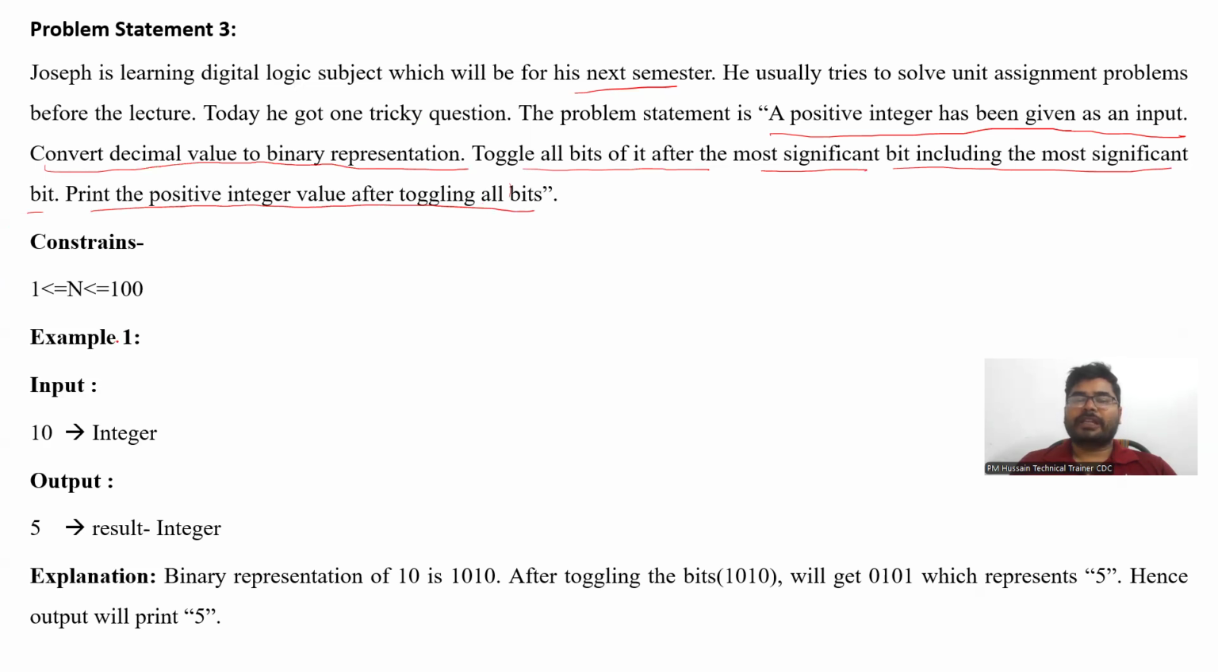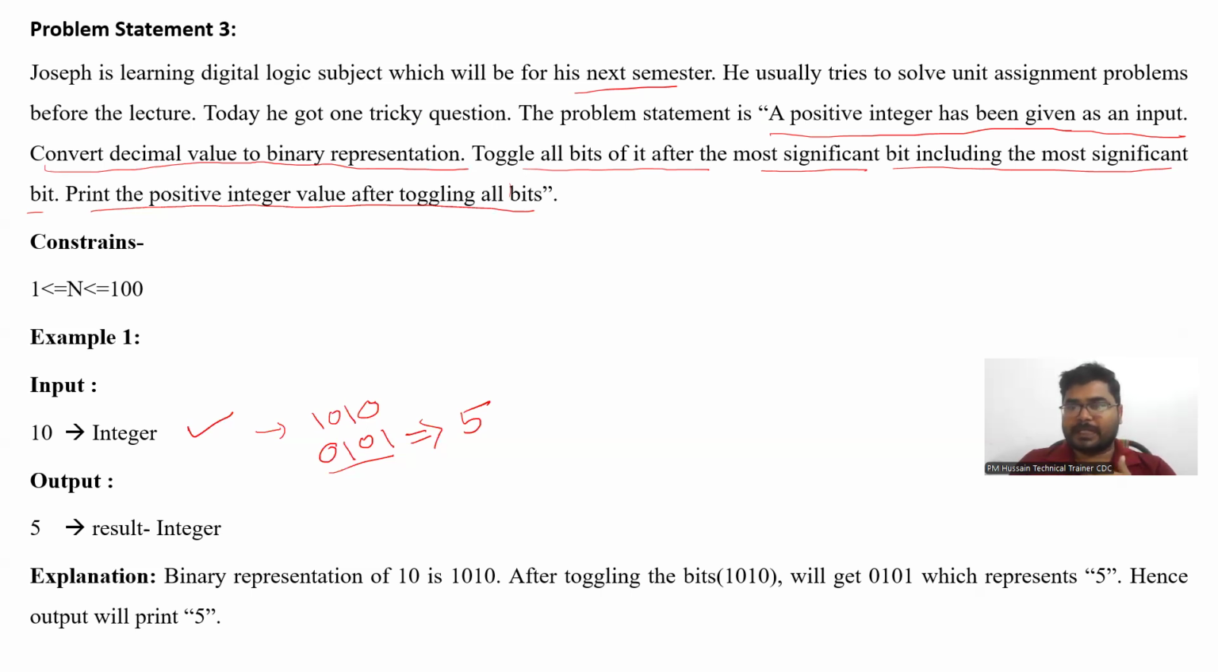Now what you need to do here is, they give one positive integer. You need to convert this into binary representation, and then you need to toggle all bits. When you toggle all bits, you will get 0 1 0 1. Now you need to convert this back to decimal, and the decimal value you need to print, which is 5. So this is the question they asked. Okay, you can solve this problem also. Try solving these problems on your own.